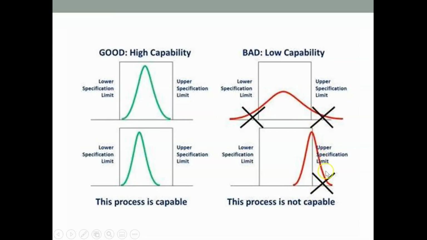We're outside of our upper specifications, so we're going to be expecting to see quite a large number of defects from this process also. So good capability, our curve is inside of our limits. Bad, it's outside of our limits regardless of the shape.